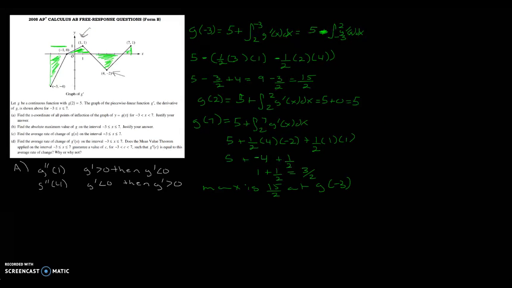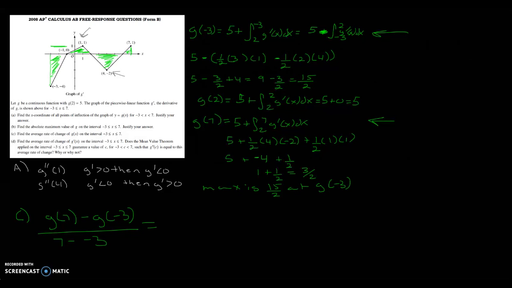Okay, so this one's a little bit. Does the MVT? I think that's what. No, it says find the average rate of change. I'm reading part D. Find the average rate of change of g of x on the interval between -3 and 7. Okay, so part C. We already have everything that we need from here, because this is giving us what we need over here. So if we do this, we do g of 7 minus g of -3 over 7 minus -3.